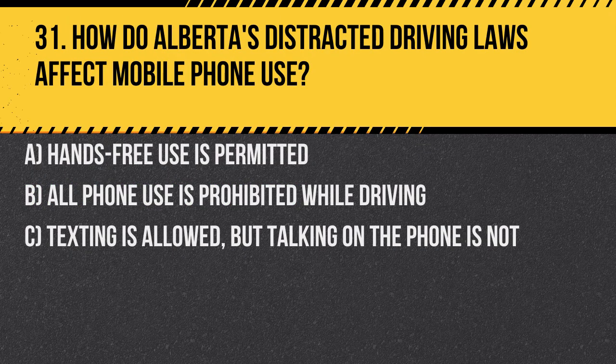Question 31. How do Alberta's distracted driving laws affect mobile phone use? A. Hands-free use is permitted. B. All phone use is prohibited while driving. C. Texting is allowed, but talking on the phone is not.